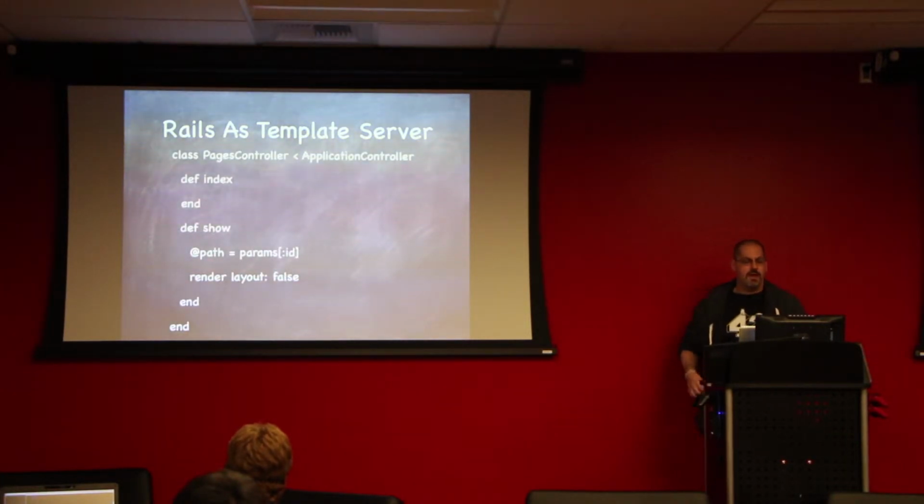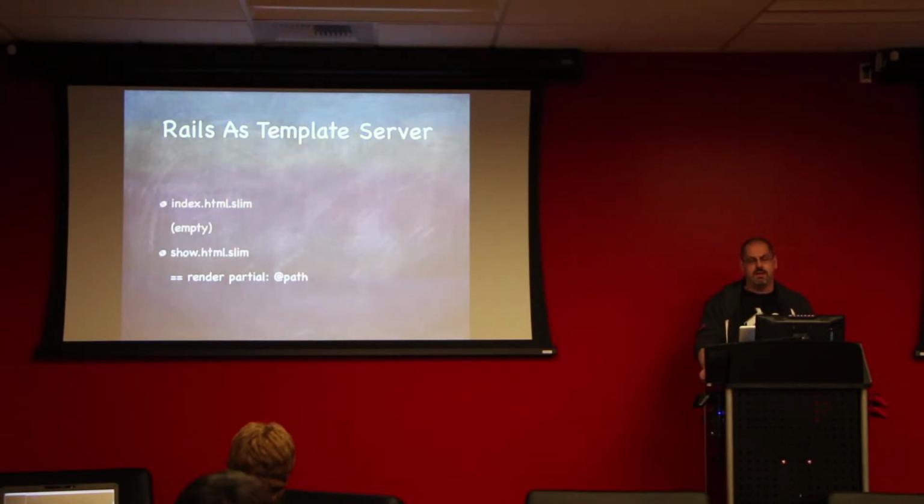So what did my pages controller look like? Right there, the index doesn't do anything. And the show basically just takes that ID parameter and sticks it in a variable called path, and it renders without a layout. And this is what my actual files look like. Index is empty, and show just renders a partial that happens to be whatever's in my path variable. And so this lets me create all of my templates for Angular as Rails partials. You can use whatever directory structure you want to structure those in, and it'll just render that partial as whatever template is asked for.